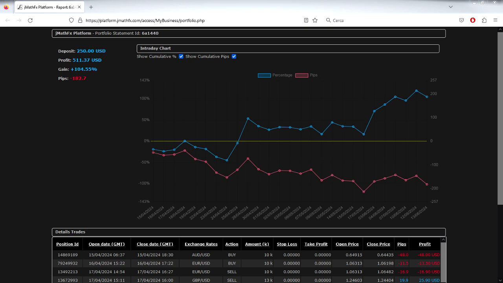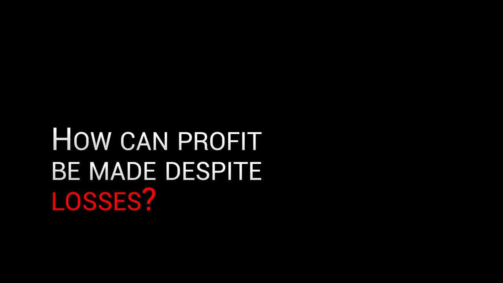This seemingly paradoxical phenomenon between lost pips and realized profit highlights a fundamental concept in trading. Success in trading does not depend simply on the number of pips gained or market trend identification, but on how these movements are managed and monetized. It's a practical example of how an experienced trader can turn even seemingly unfavorable scenarios into profit opportunities. How is it possible to make a profit despite losing points in the market?